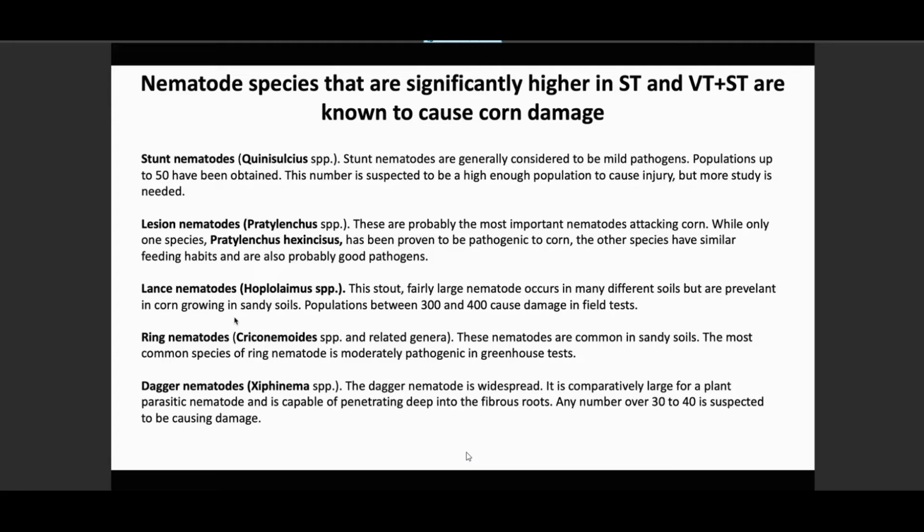We also have stubby-root nematode in site 16, which is a very important plant parasitic nematode, and it feeds on the fibrous root, and any number over 30 or 40 is suspected to be causing the disease. And interestingly, in our analysis, we found this sort of numbers present in a few of our samples, particularly related to the strip till treatments.